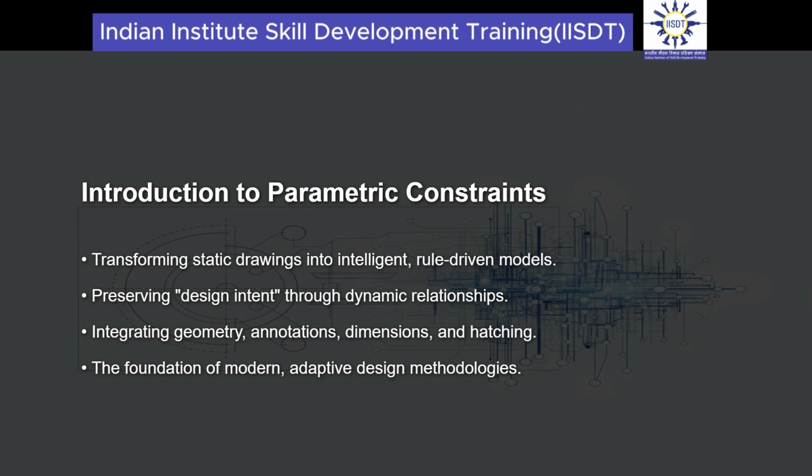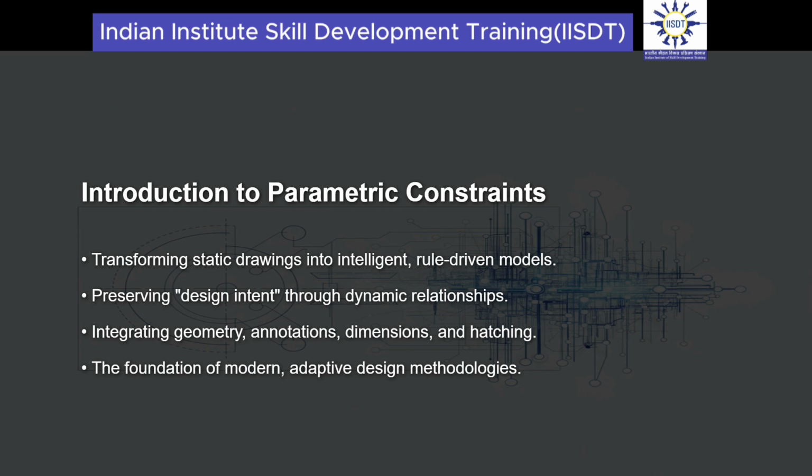Imagine a standard drawing as a simple picture. If you change one line, you must manually adjust every other related line. Parametric modeling changes this entirely. It transforms our CAD files into dynamic systems where every element can be linked through a set of rules.